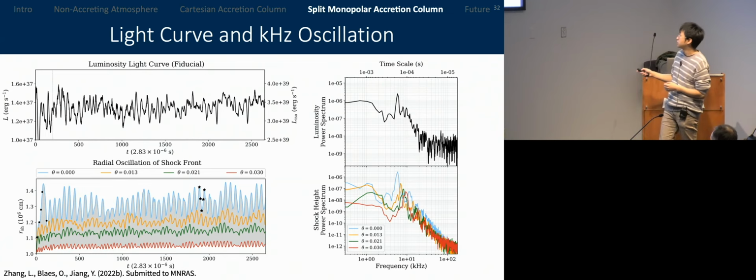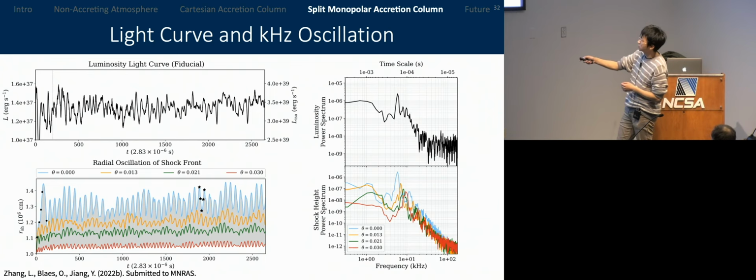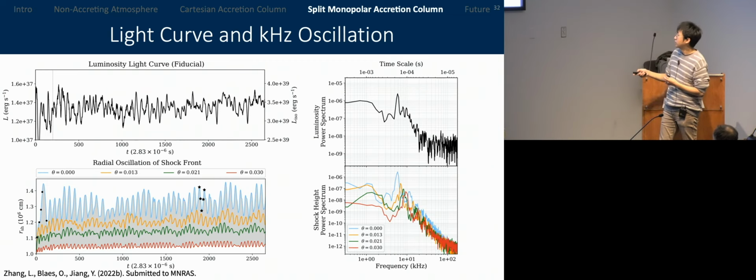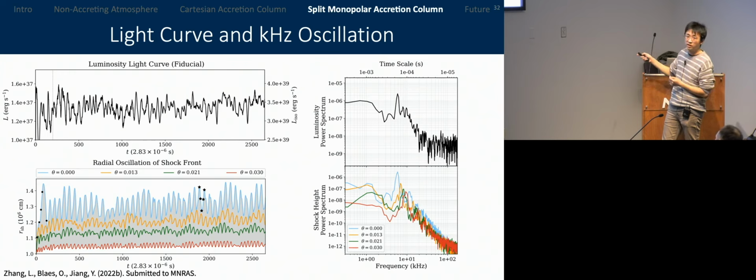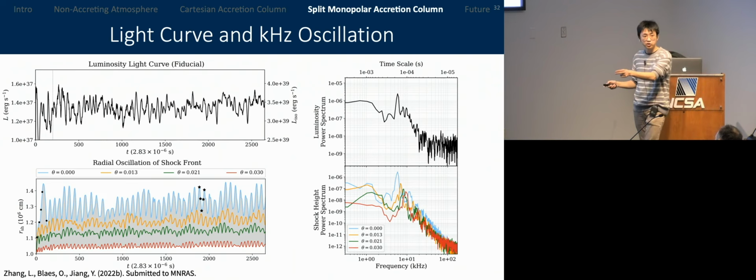And then we plot their power spectrum. So you can see the innermost shock oscillating with larger amplitude and longer period compared with the outer shock. And here, if you plot their power spectrum, it gives you this very nice picture, right? Then you understand where this luminosity variation comes from. It just comes from the different components of the shock.